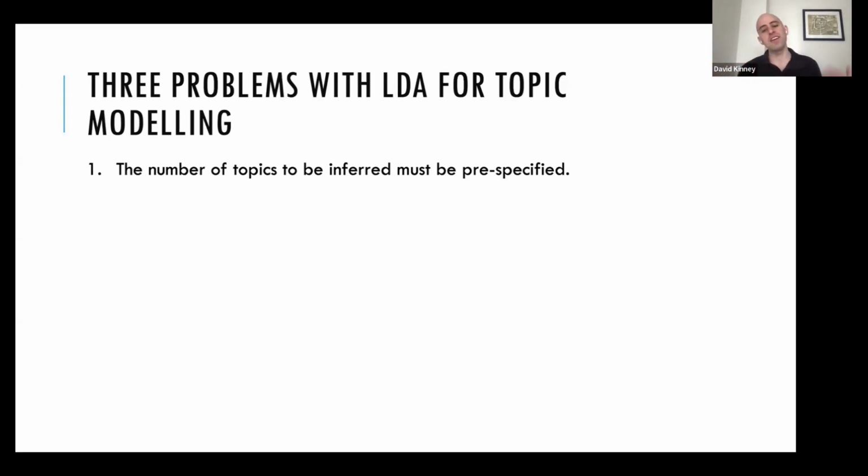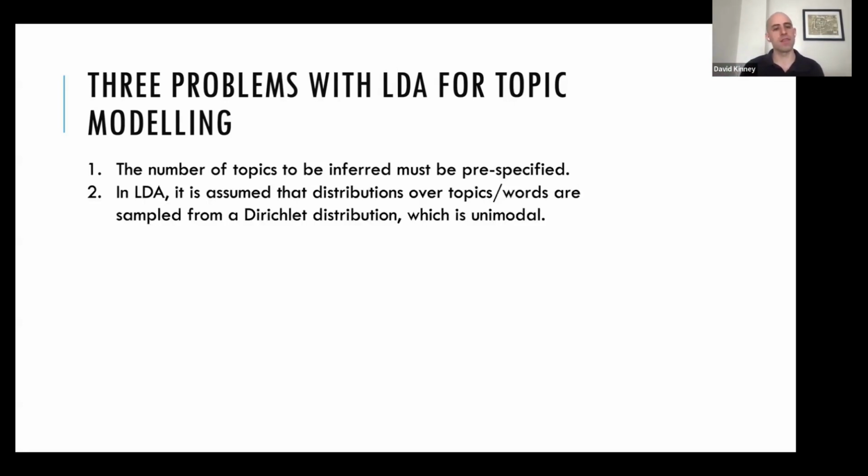And there are different cross-validation techniques, trial and error, all kinds of things that you can do to arrive at a good value for this parameter. But at the end of the day, it's an exogenous parameter that you, the user, are putting into the model, right? And in latent Dirichlet allocation, it's assumed that distributions over topics or words are sampled from a Dirichlet distribution, which is going to be unimodal, right?